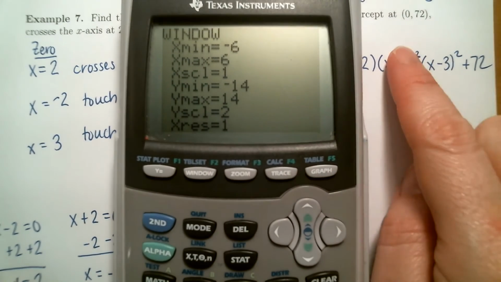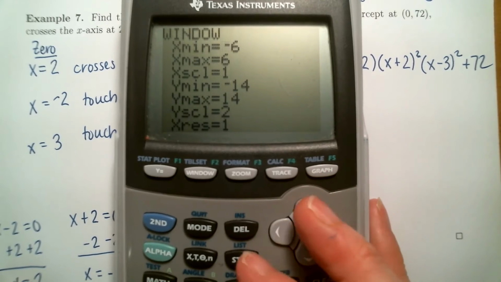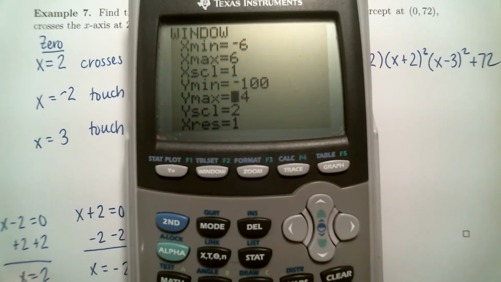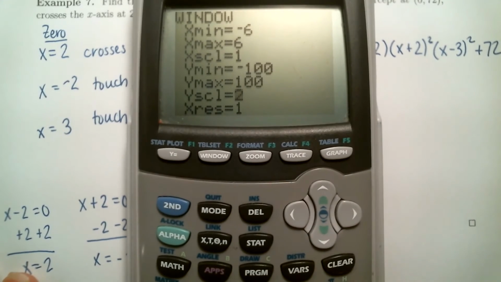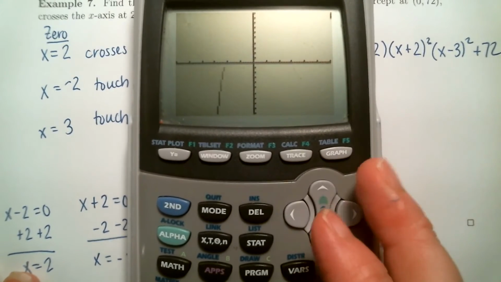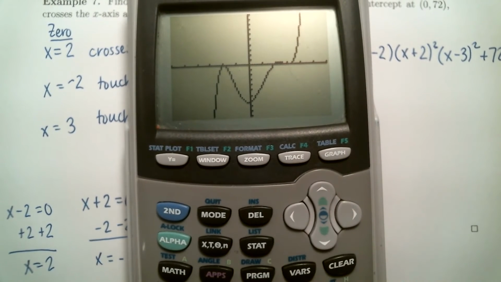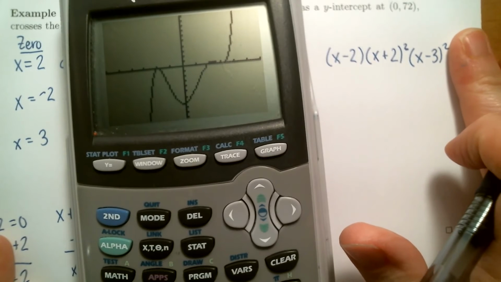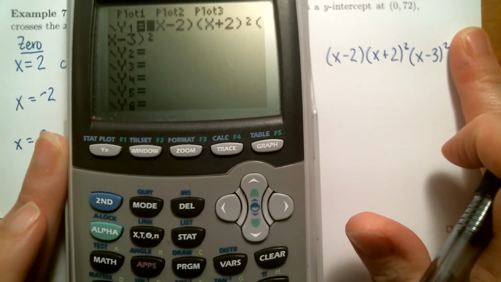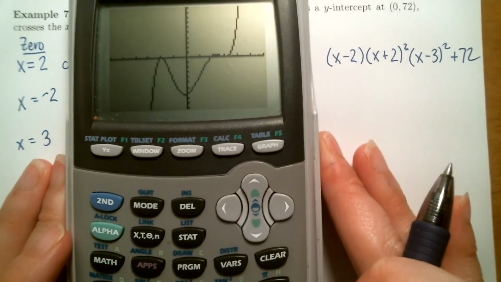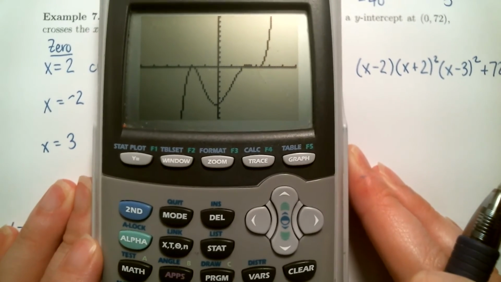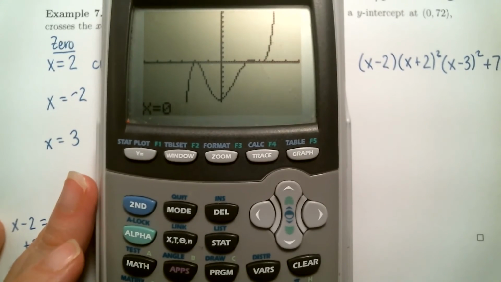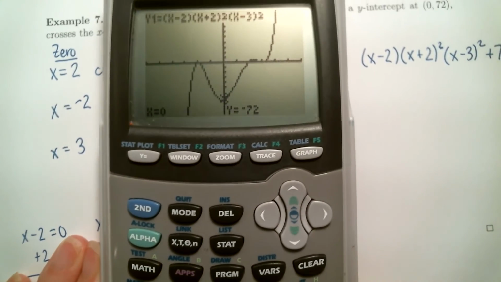But remember, we're expecting a y-intercept of 72. That's a very high y value. So let's go from -100 to +100 in the y direction, and I'll put a tick mark every 10 units. This might give us a better picture of what we've got. Again, what I put in the calculator is what we built, not with the 72 on the end. If you notice, there is no y-intercept at 72. If you do a second calculate, the value option, at x equals 0, your intercept is -72.